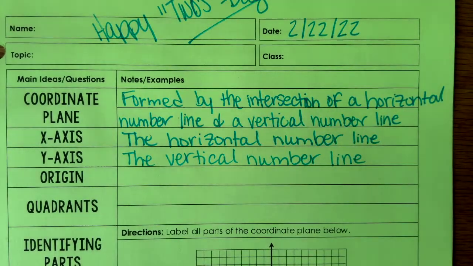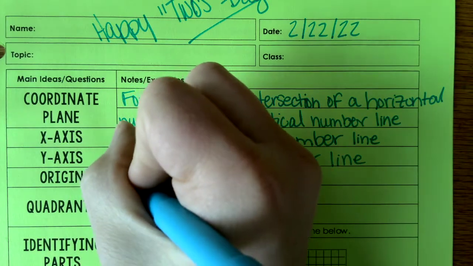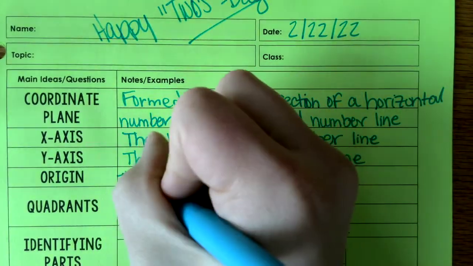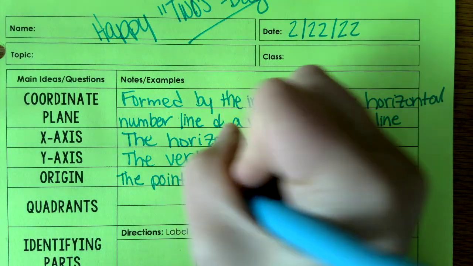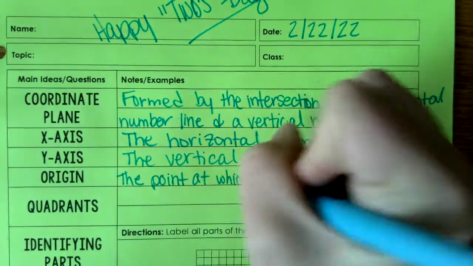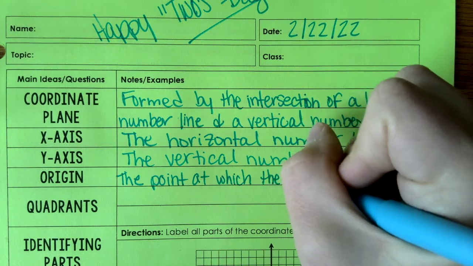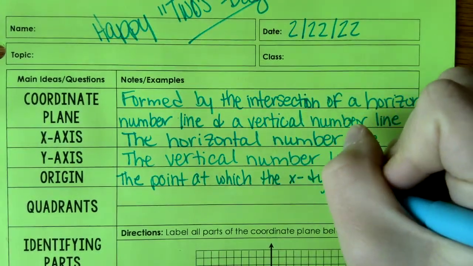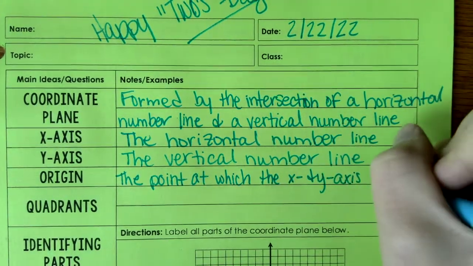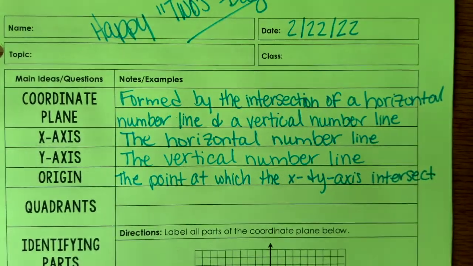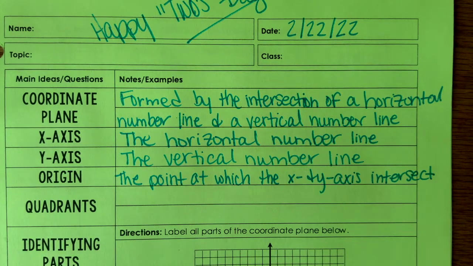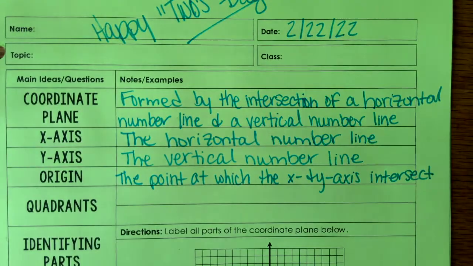Where these two lines intersect, that is the point 0, 0, and that's called the origin. So the origin is the point at which the x and y axis intersect. And we call that point 0, 0.